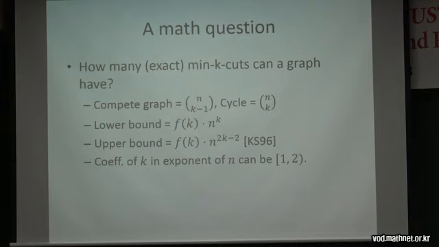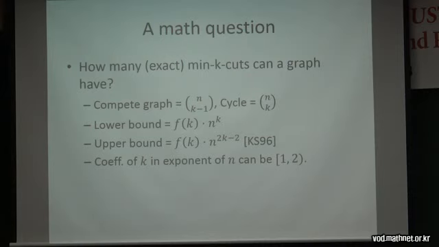If you look at the complete graph, then we know that the min k cut will always be k minus 1 singleton vertices and then the rest of the graph. So here there are exactly n choose k minus 1 minimum k cuts. If you look at the cycle, then whichever way you cut k edges, you get exactly k pieces. So here the number of k cuts is exactly n choose k. These are two examples.